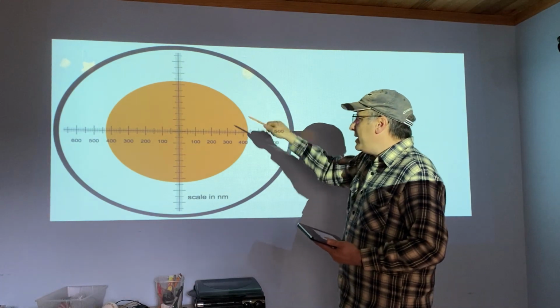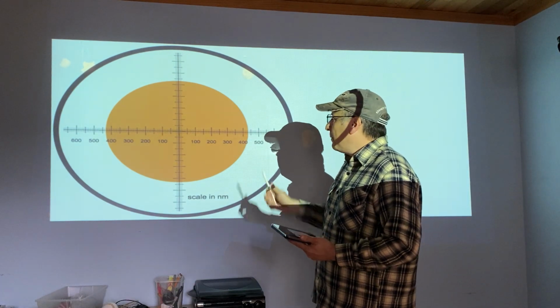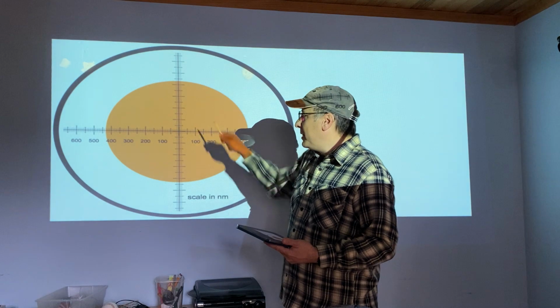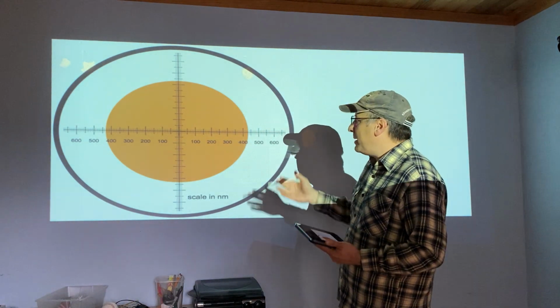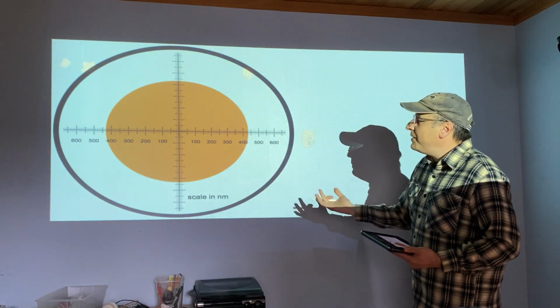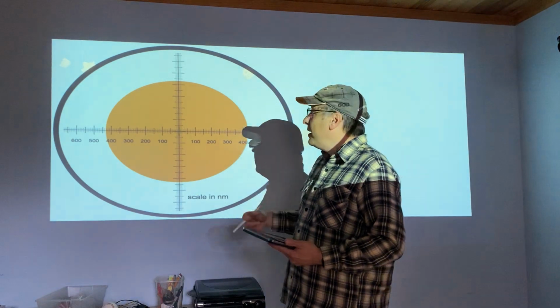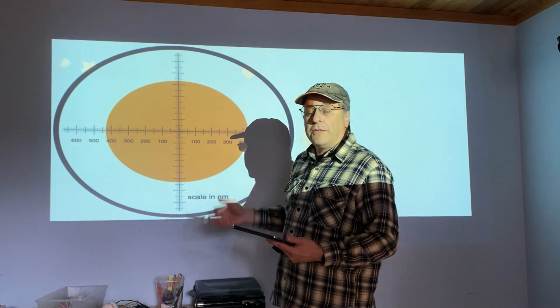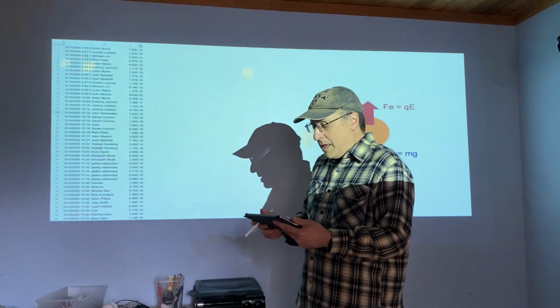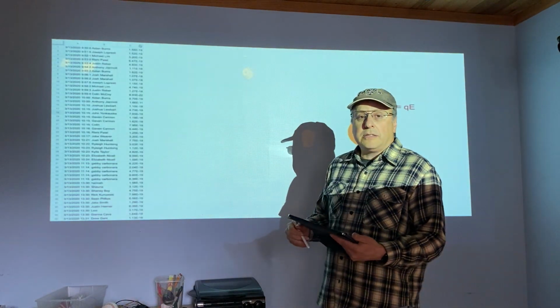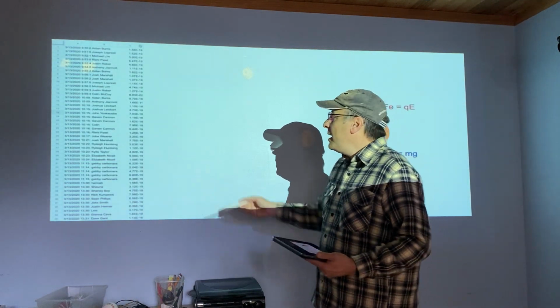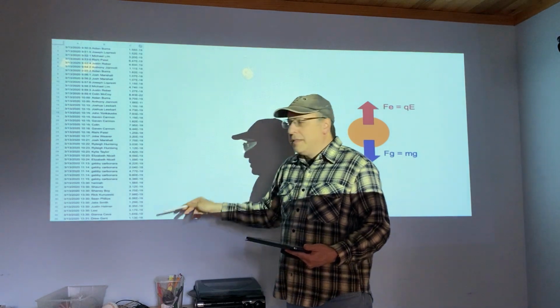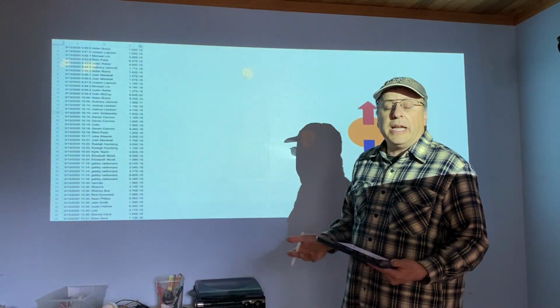Again, he found a way to get the size of the drop. From the size and density, he was able to get the mass. From the mass, he was able to get gravity. From gravity, he was able to find electric. And from electric, he was able to find the charge. And the important thing is he did this hundreds of times. He got tons of data. This is not his data, but this is your data.